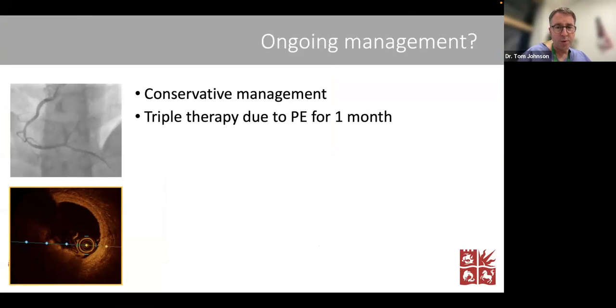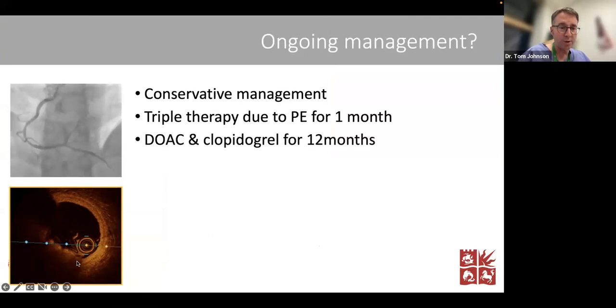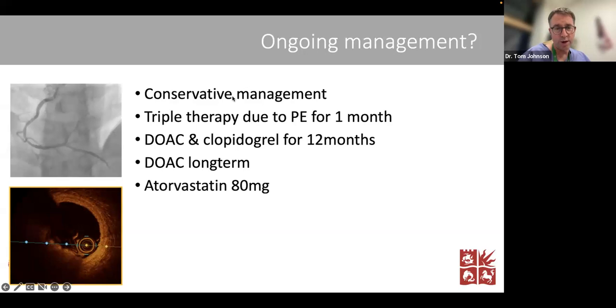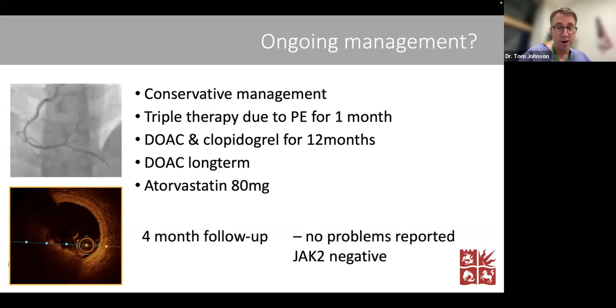He was on triple therapy for his pulmonary embolus and evidence of potentially an acute coronary event, with the thrombus that we see adherent to the plaque in his right coronary. He'll then continue with DOAC and clopidogrel for 12 months and DOAC long term. And clearly, with his family history and the lipids, he needs aggressive treatment. He's been followed up by a colleague 4 months later, and he's had no further problems, which is good news.